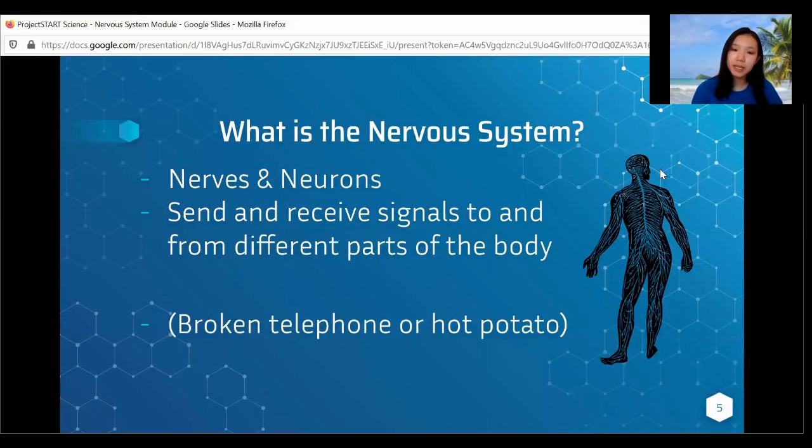The nervous system is made of nerves and specialized cells called neurons. They send and receive signals to and from different parts of the body. So think of it as broken telephone, where your body is transmitting the correct messages from one part of your body to the other, or a hot potato, where the person is trying to throw the potato away to the next receiver as quick as possible.